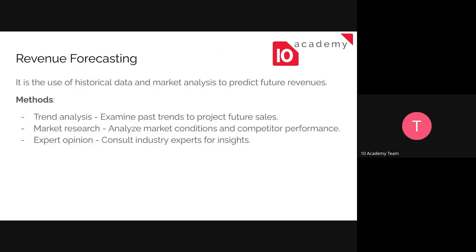Yeah, so this case started with the first one, which is revenue forecasting. Revenue forecasting is just forecasting your income by using historical data and the market analysis to predict future revenues.